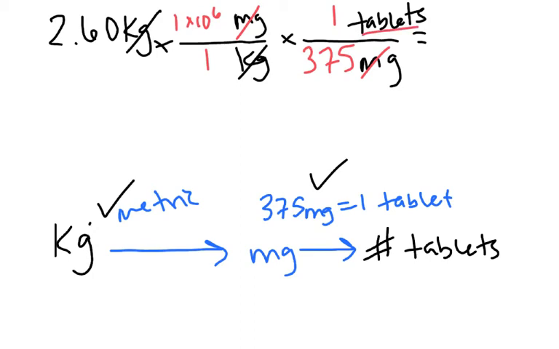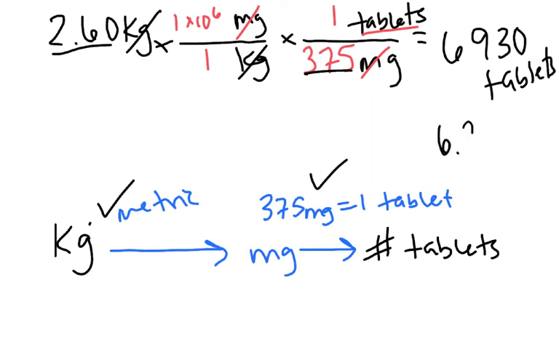As I look to my significant figures to write my answer, 2.60 and 375 are the two numbers that are measured. Both of those have 3 significant figures. And therefore my answer will be 3 significant figures, which will be 6,930 tablets. Or you can write it 6.93 times 10 to the 3rd tablets.